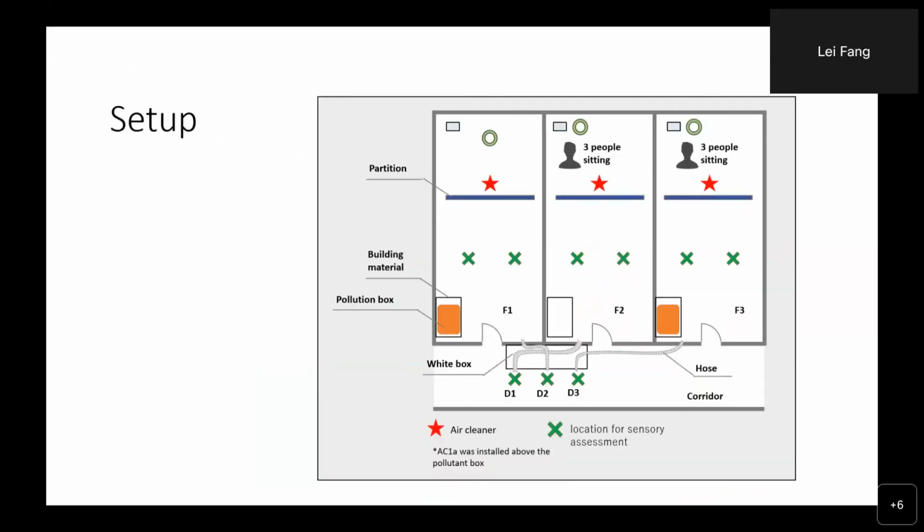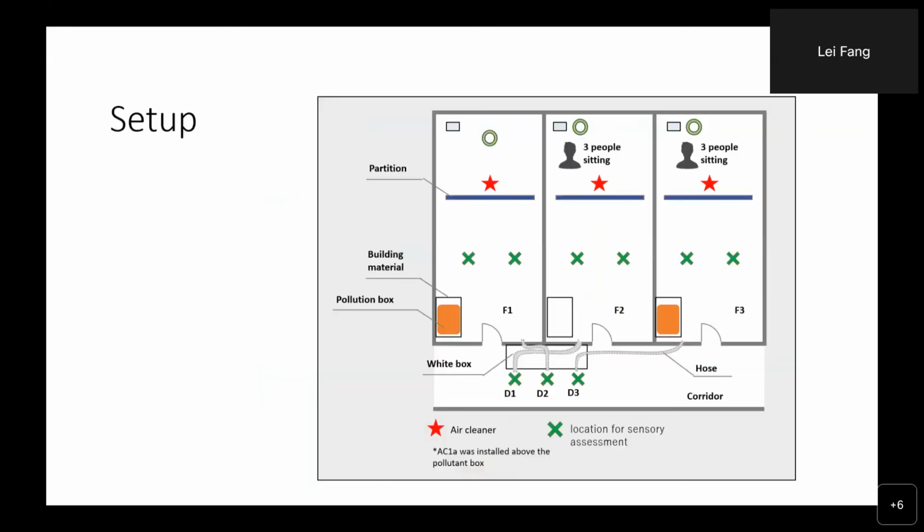And this is the experimental setup, which is more or less the same as in the first stage. And we have both full exposure and facial exposure.